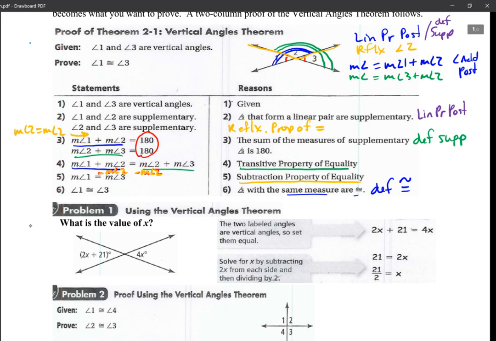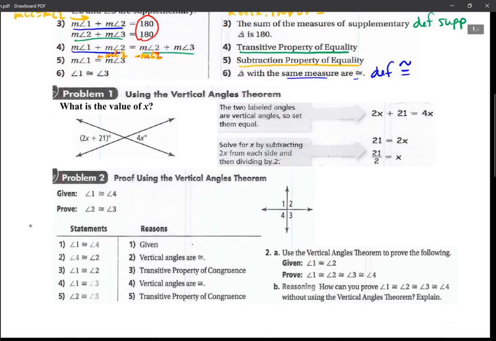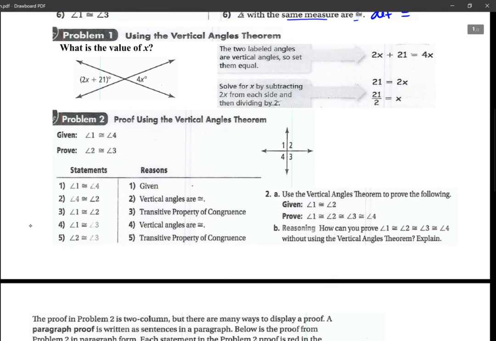So we worked our way through. We did our ideal setup, and we worked our way through and figured out a way to get to them being congruent. I know these are a bit of a challenge. You'll get better at them. All right, let's look at a problem.